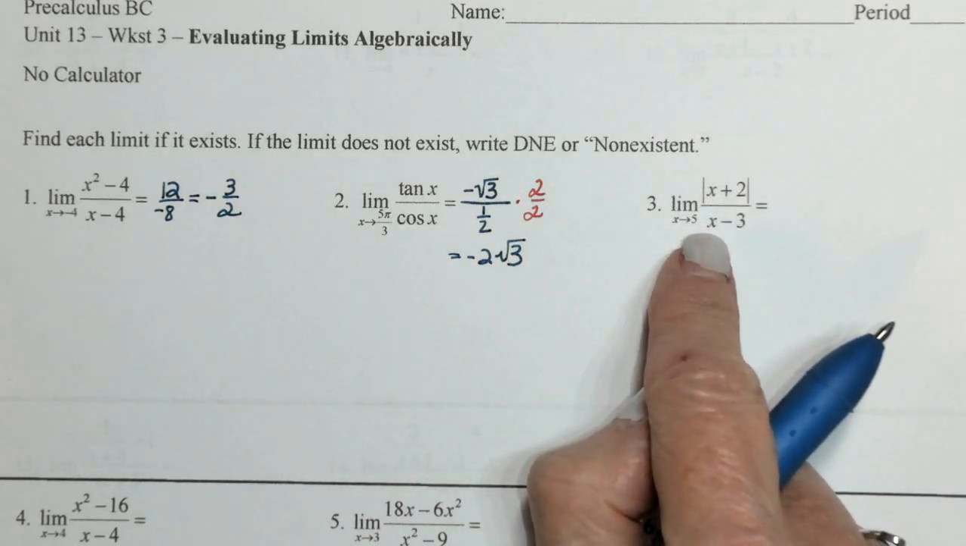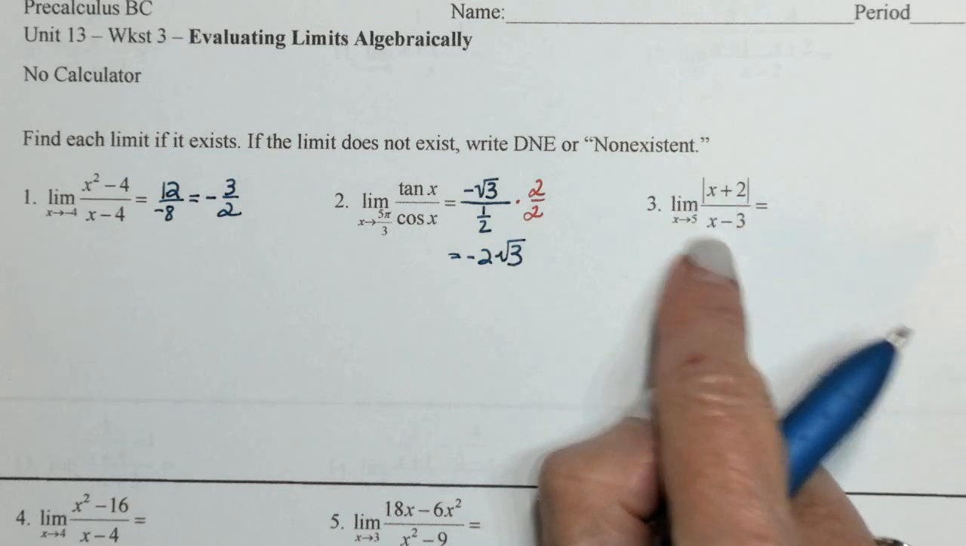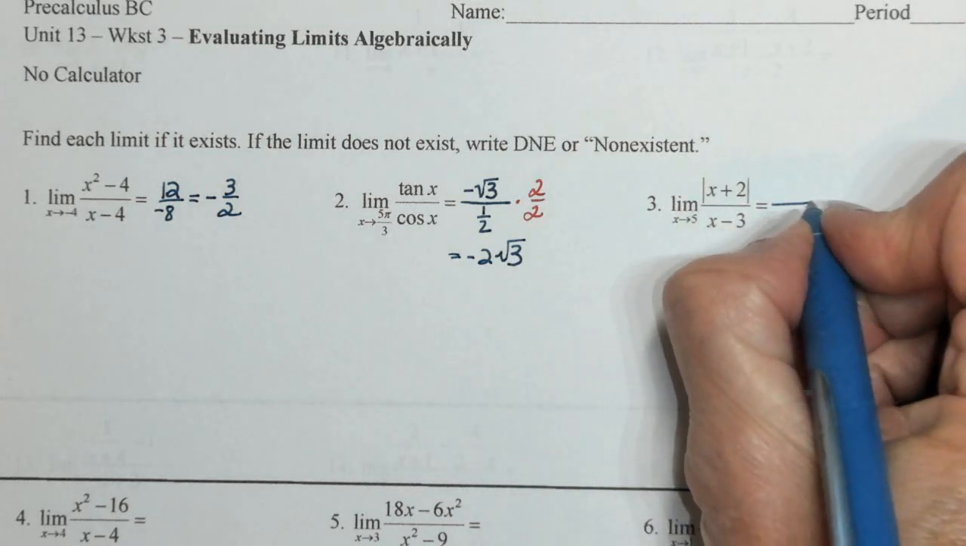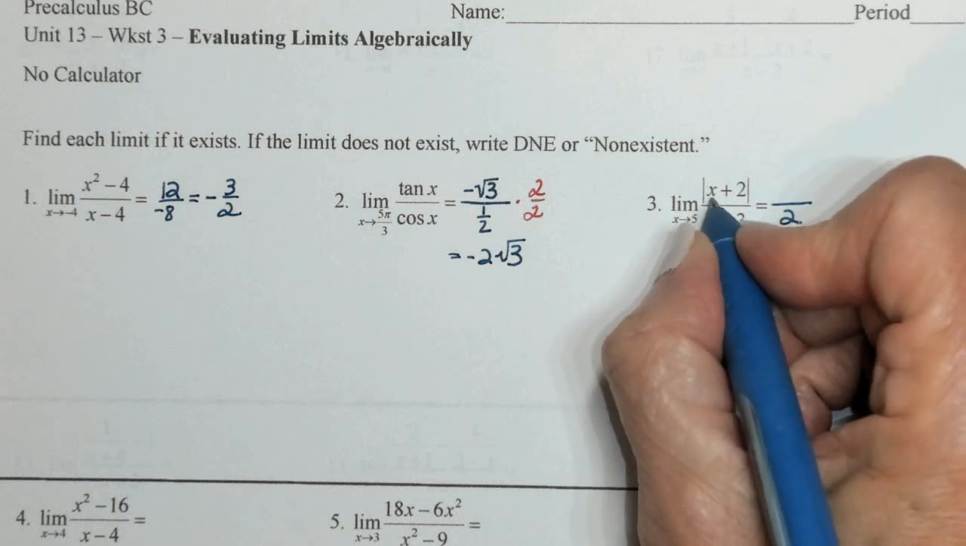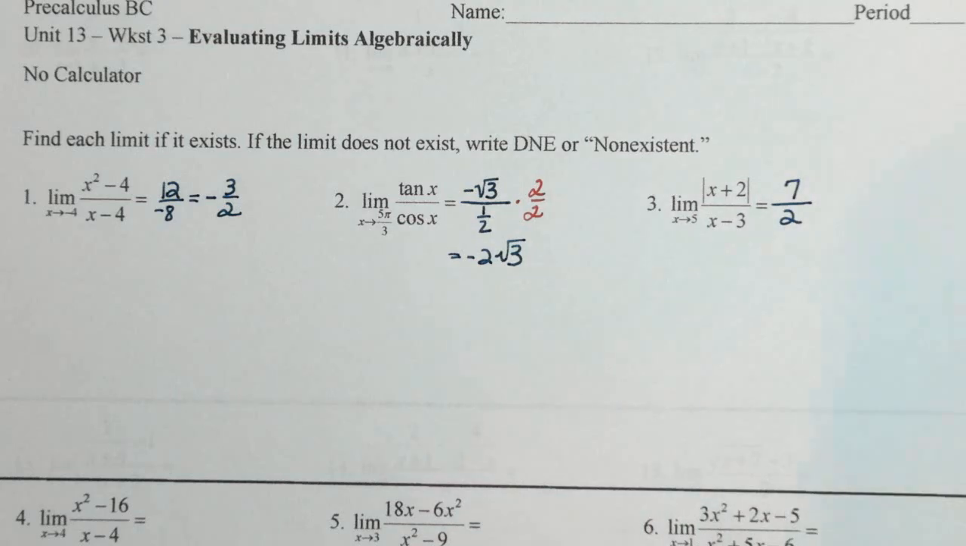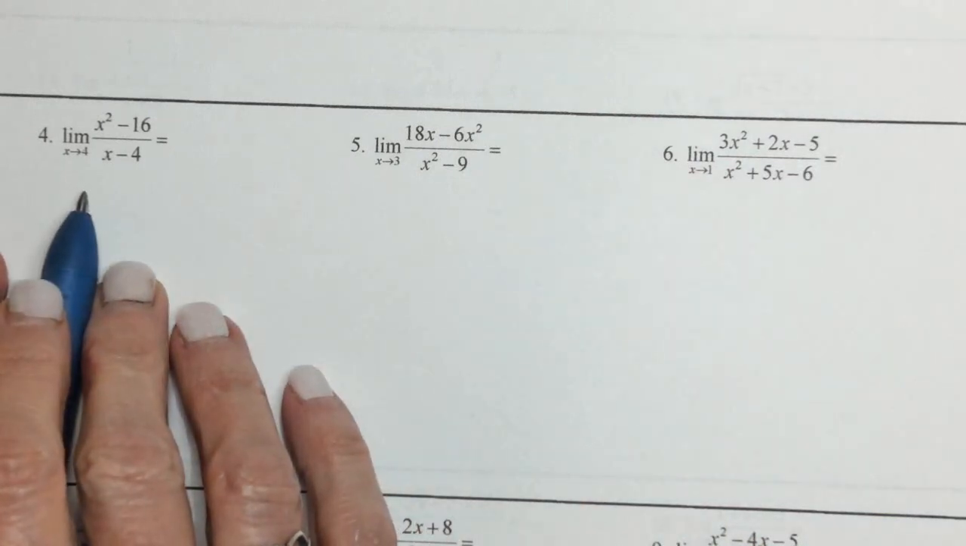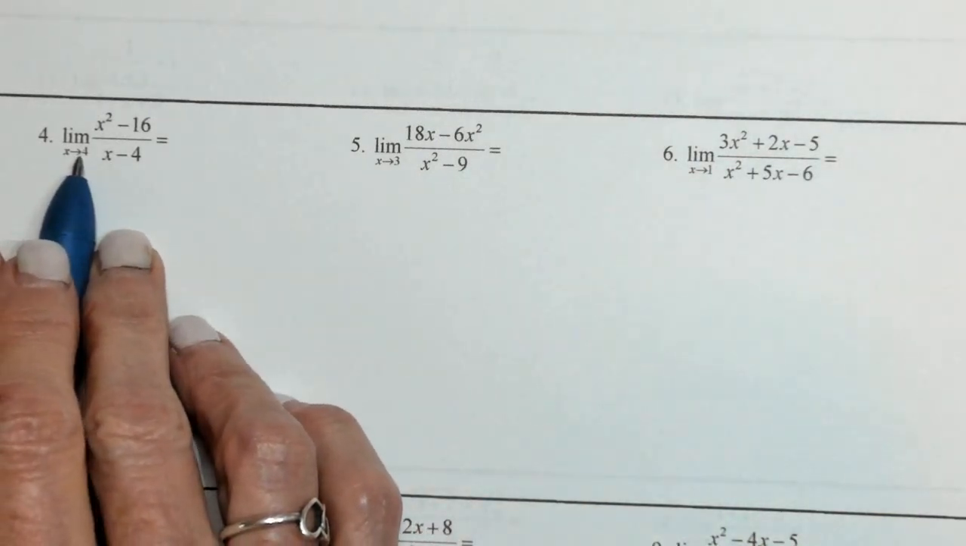Number 3. Okay? If I put a 5 in for x, the bottom is not 0, so I know I'm just going to get a 2 down there. The absolute value of 7 is 7. This is just 7/2. That's all there is to it. It's a lot of space for not a whole lot of work. Okay. Number 4. Put 4 in for x.